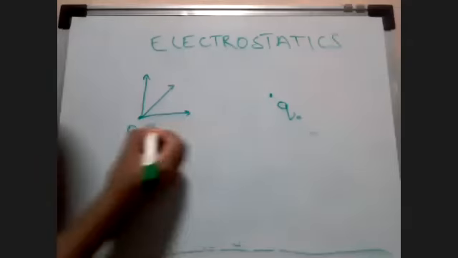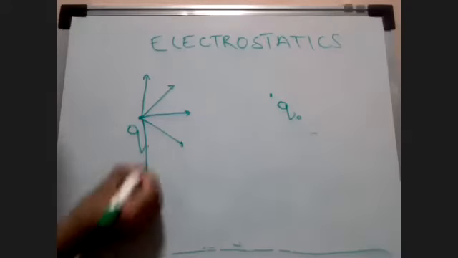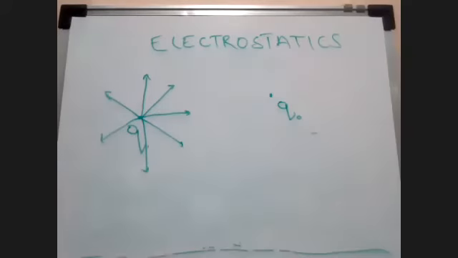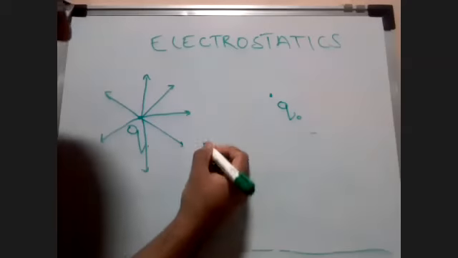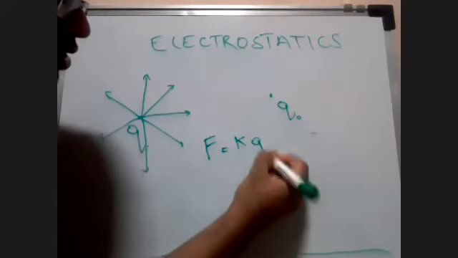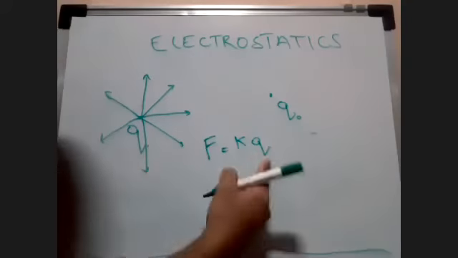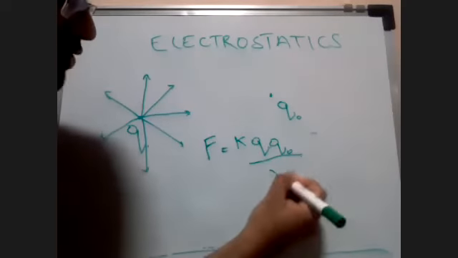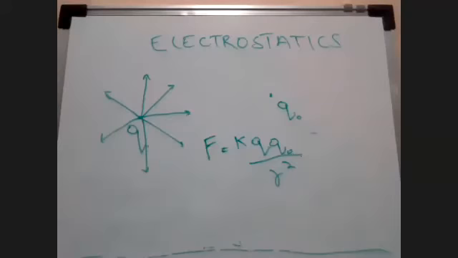Electric field lines on Q will all be in this direction. And so when you bring Q naught in the presence of Q, it is going to experience a certain force. And we know Coulomb's law, which says F is equal to K Q, in this case this is the Q, and this will be Q naught divided by R square. So this is Coulomb's law.